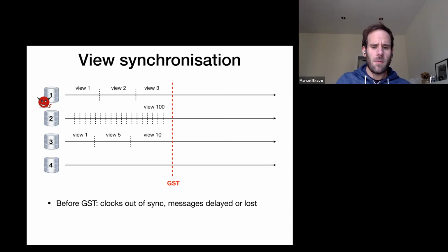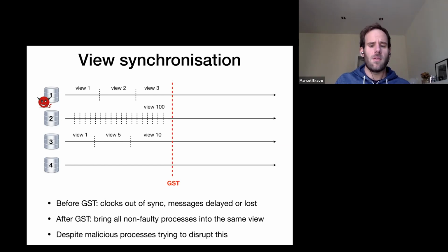But this is not so simple because, as I said, before GST we're assuming that bad things can happen. So in order to solve the problem of view synchronization, what we have to do is to bring all non-faulty processes into the same view, despite malicious processes trying to disrupt this.